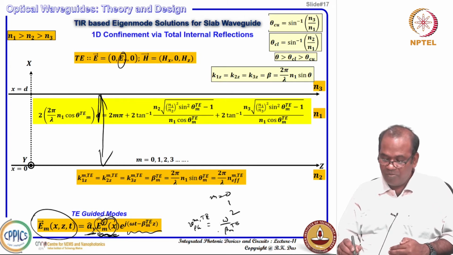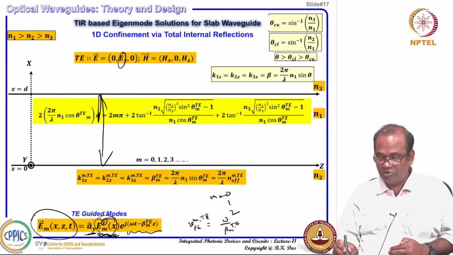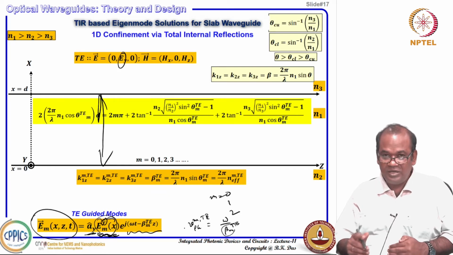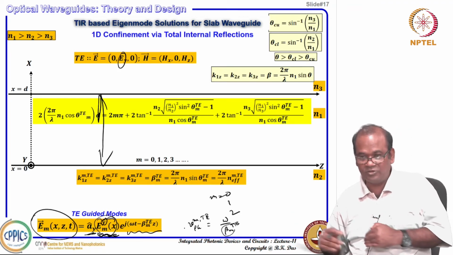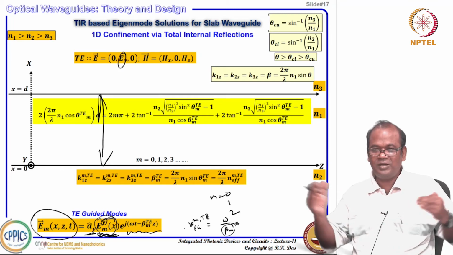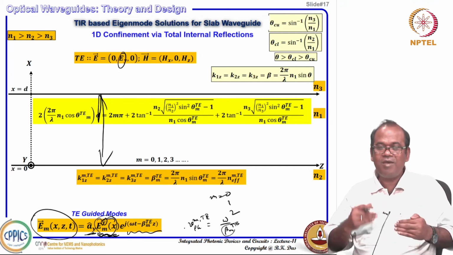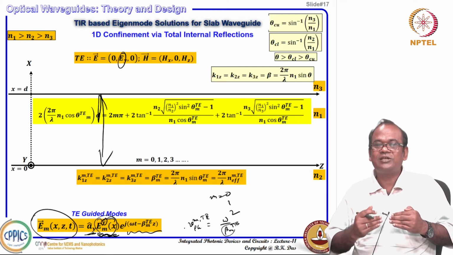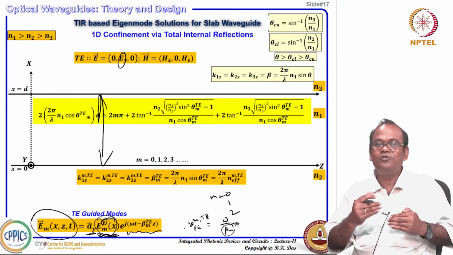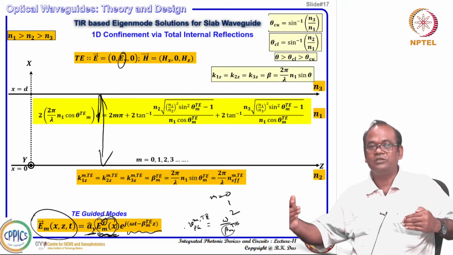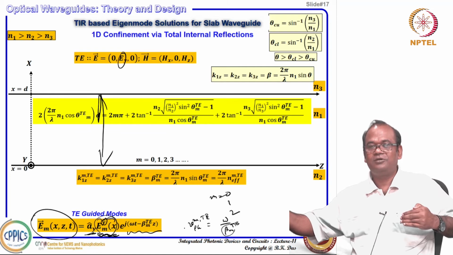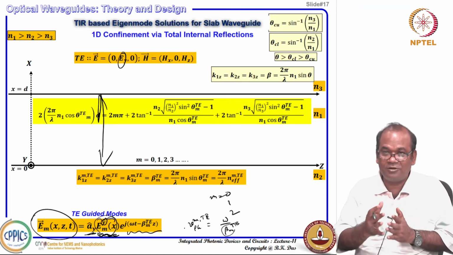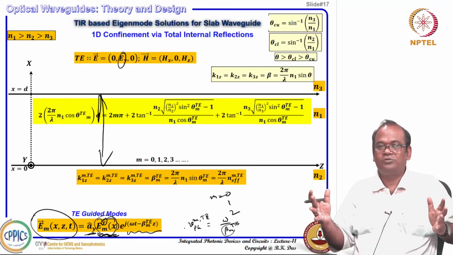So, normally m equal to 0 gives one solution, m equal to 1 another solution, m equal to 2 another solution. Each mode will travel with a different phase velocity. That is very interesting, because in the waveguide you can get a different set of solutions, but all of them will travel with a different phase velocity, different phase constant and different distribution pattern also. So, this is all about modes.